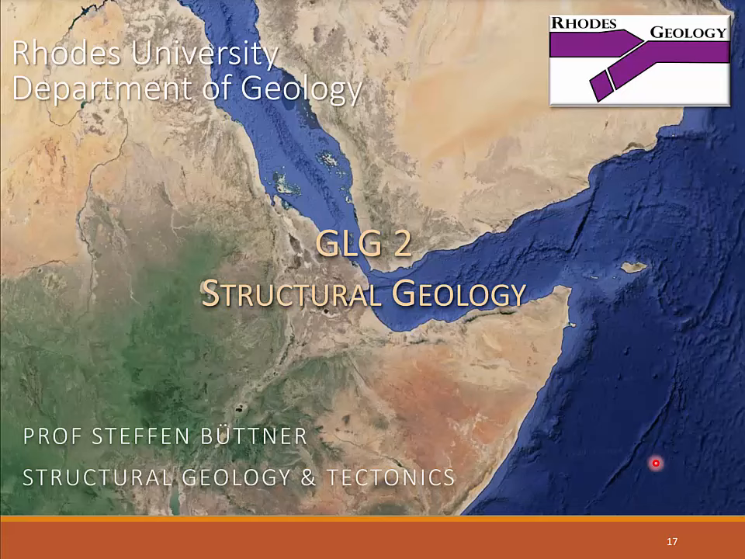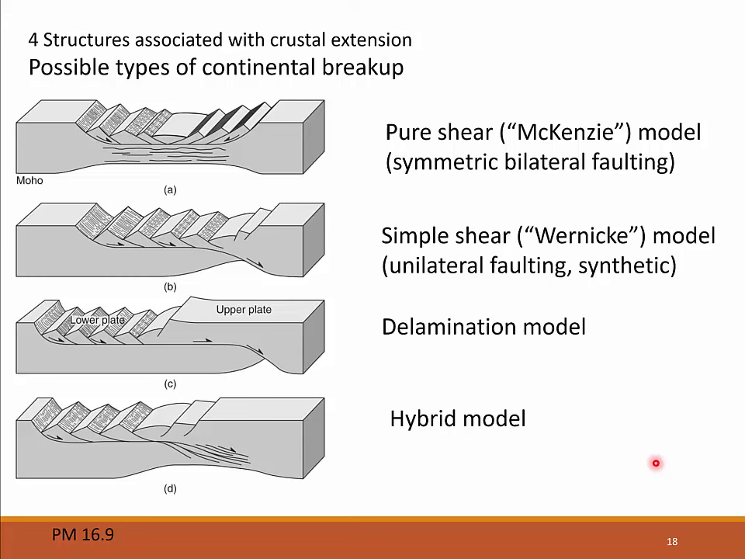Ladies and gentlemen, let's discuss the different ways by which a continental lithosphere can extend, form rift grabens and eventually break up. There are two main models, the McKenzie and the Wernicke model, and in addition the delamination and the hybrid model, which are kind of variants of the former two.